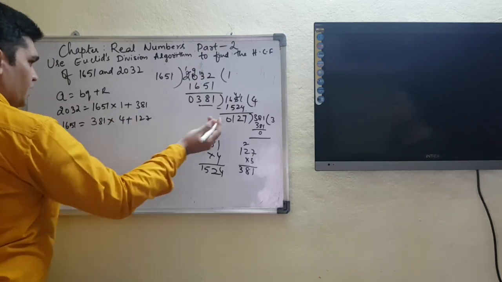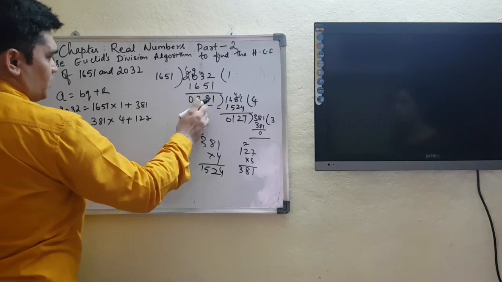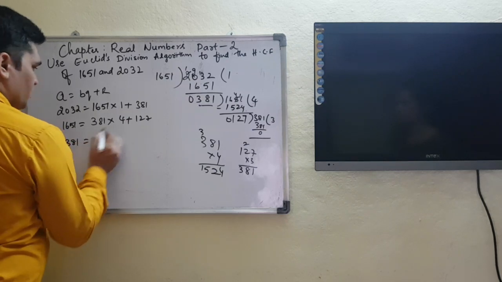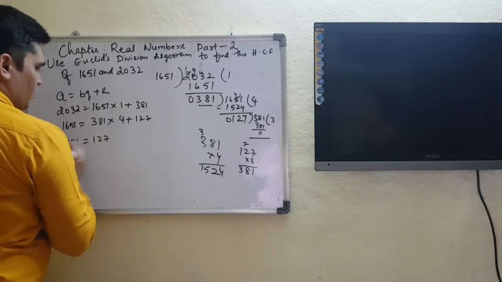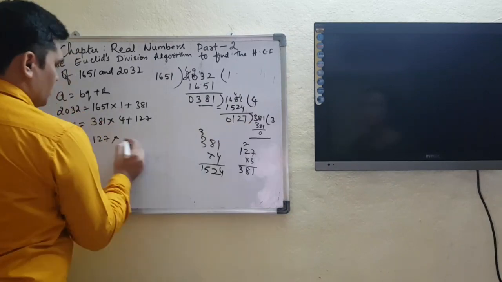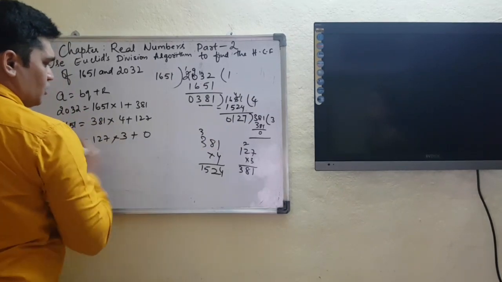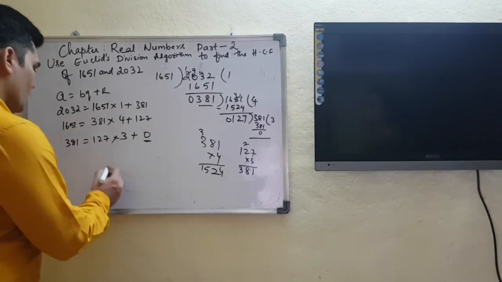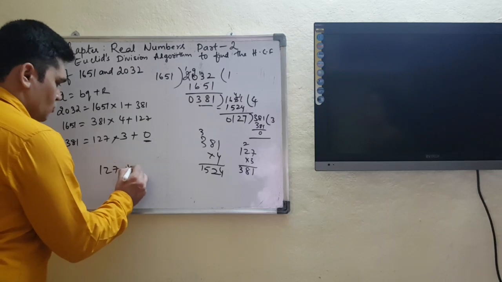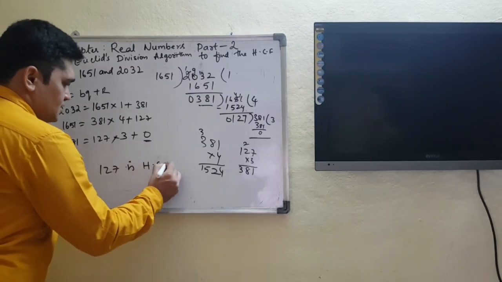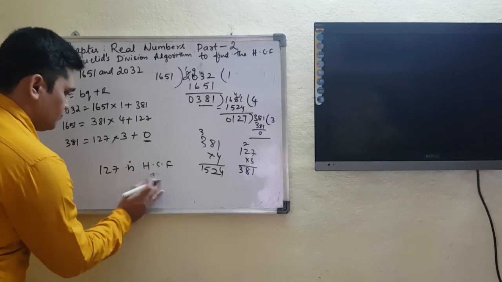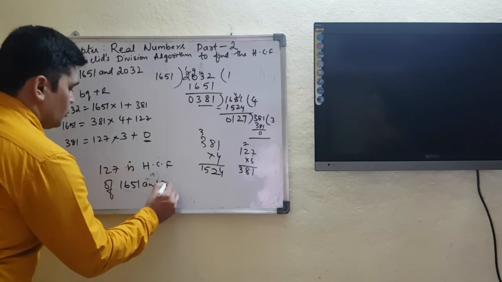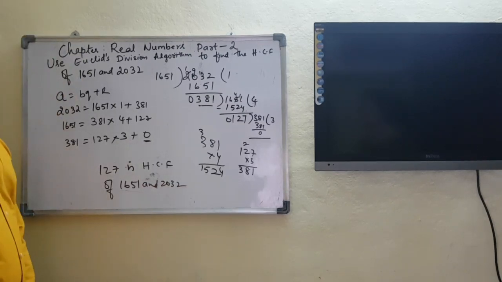Now again, proceed further: the divisor which was there will act as dividend. I'm going to push 381 as dividend and remainder 127 as my divisor. 381 equals 127 into 3 plus remainder 0. The moment you get 0, it means the problem has ended, and 127 will act as our HCF. So 127 is the HCF of 1651 and 2032. Hope you understood.